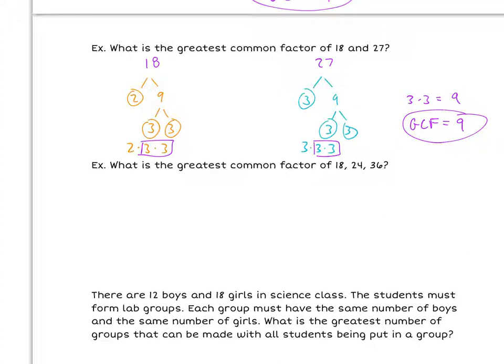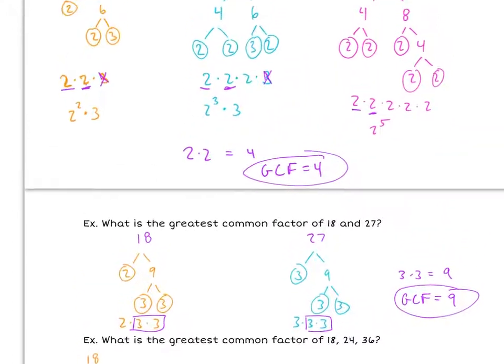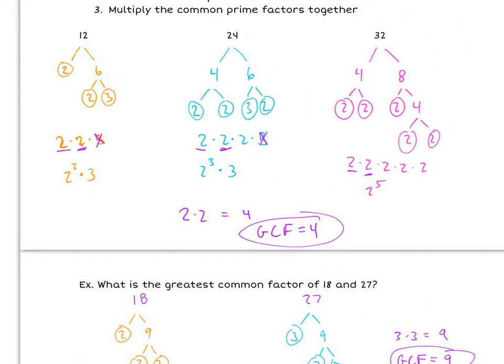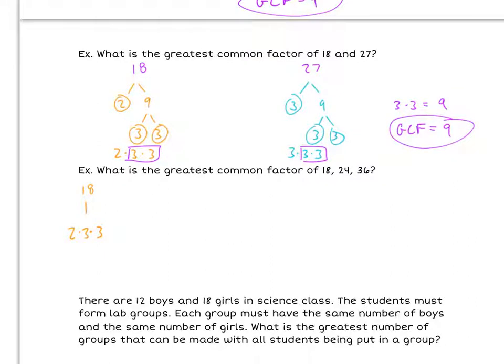Third example just has 3 numbers here again. So we already did 18. We know 18 is 2 times 3 times 3. We don't need to do the whole factor tree because we just did it on the one above. Have we done 24? Yes, we did that one on the other page. So 24 is 2 times 2 times 2 times 3.